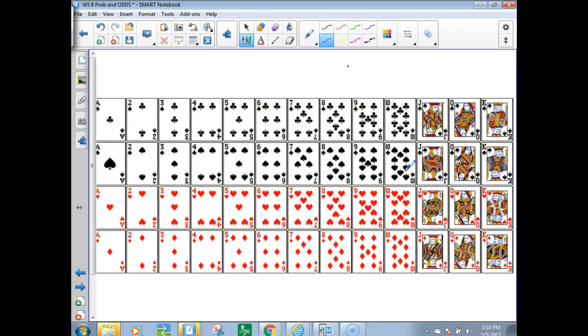There aren't any jokers in the deck, truly. That's just the extra cards that are used for some fancy games. I don't know what they're. There are 13 in every suit.